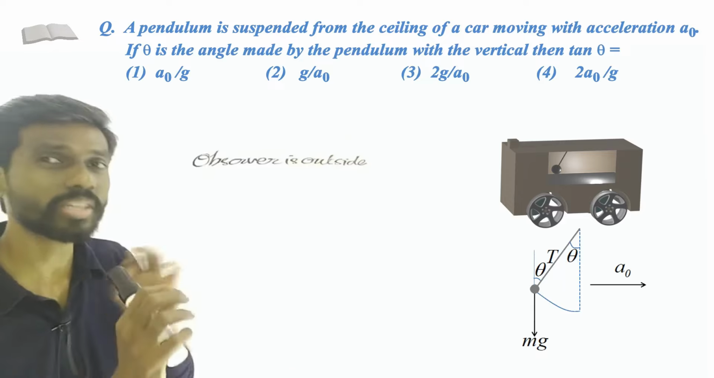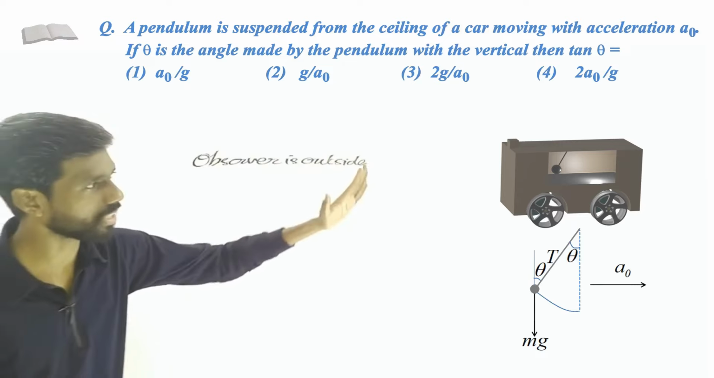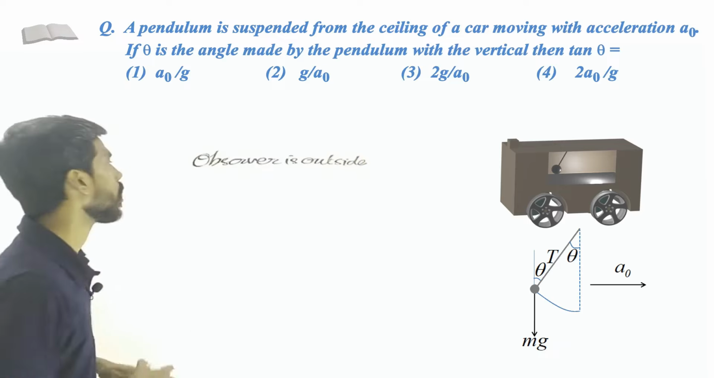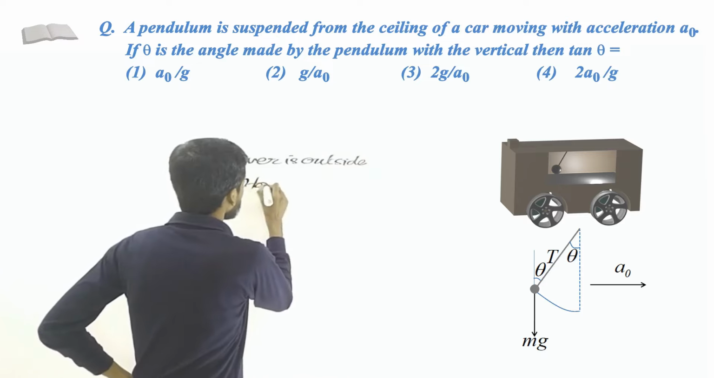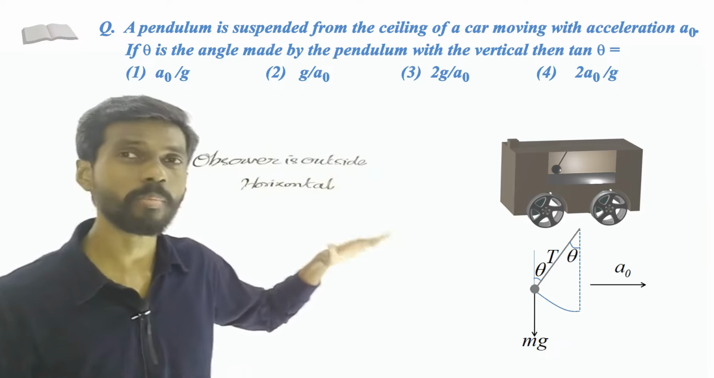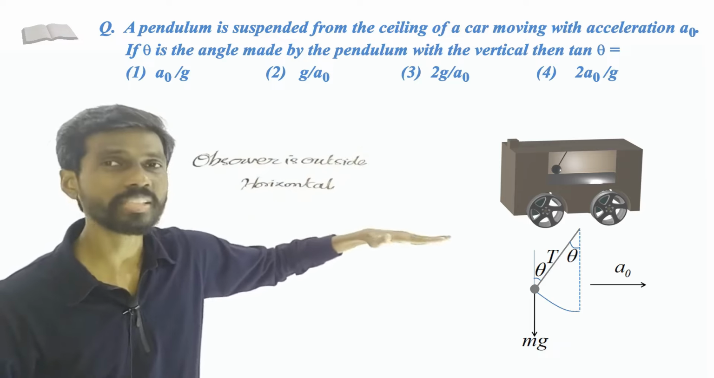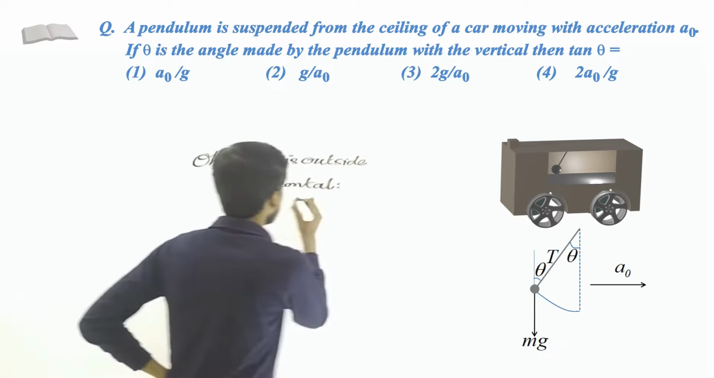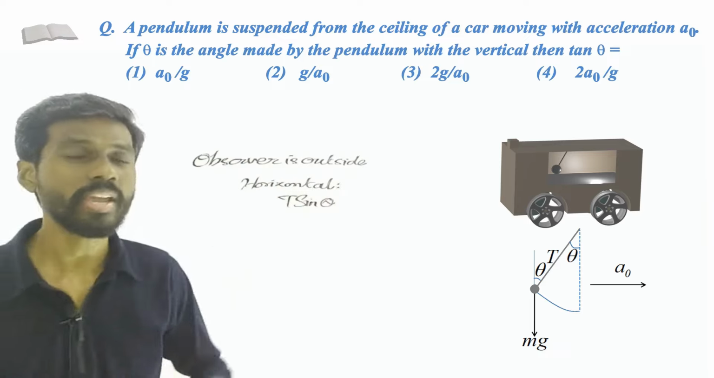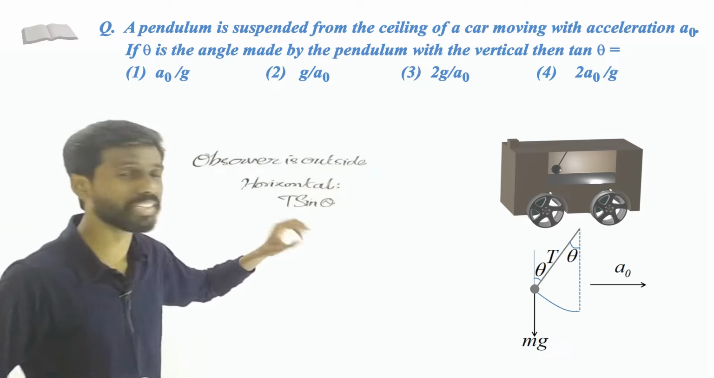Now take the horizontal direction. What are the forces acting in the horizontal direction? You have to take all components. Suppose the angle is theta. The only force in the horizontal direction is the component of the tension. The angle with the vertical is theta, so the angle with the horizontal is 90 minus theta, so the horizontal component is T sin theta. There is no other horizontal force, because the other force is the gravitational force, which is vertically downward. T sin theta is the horizontal force.